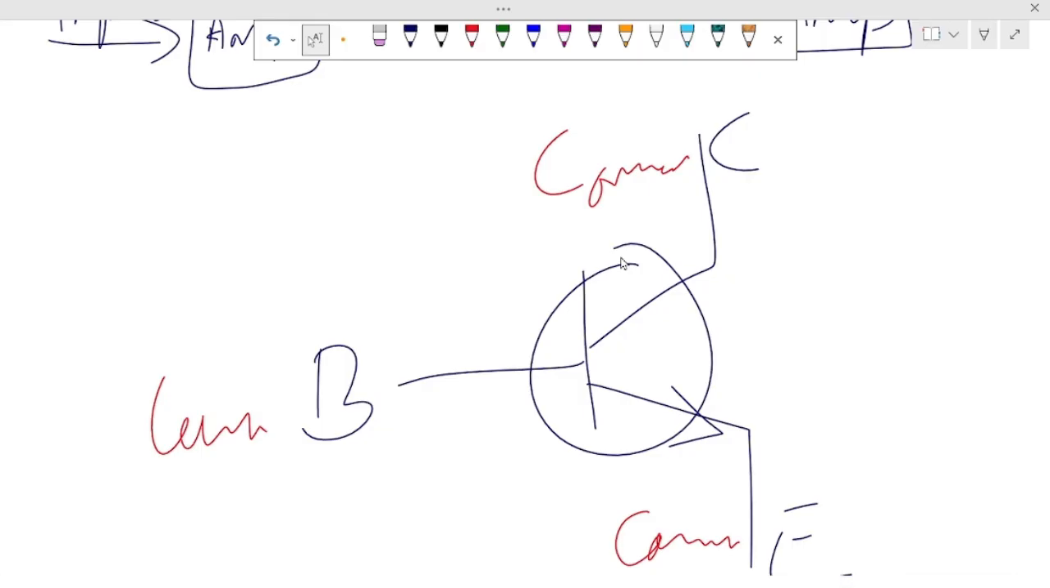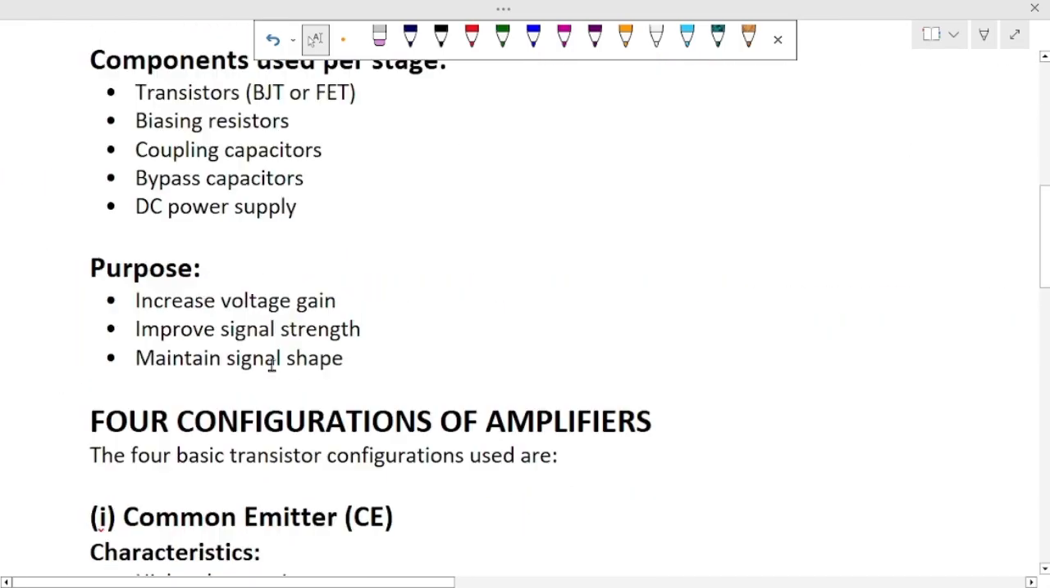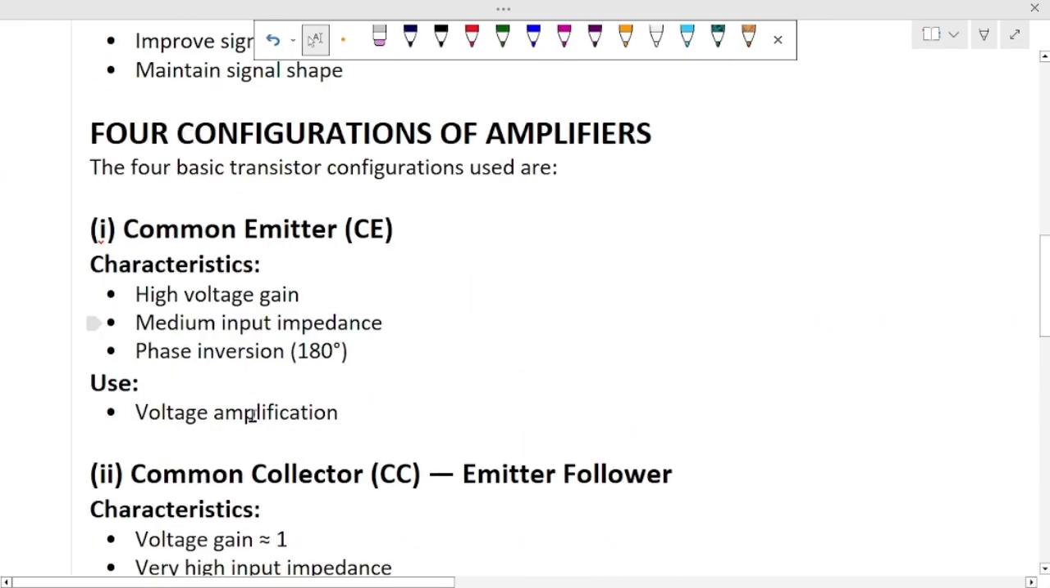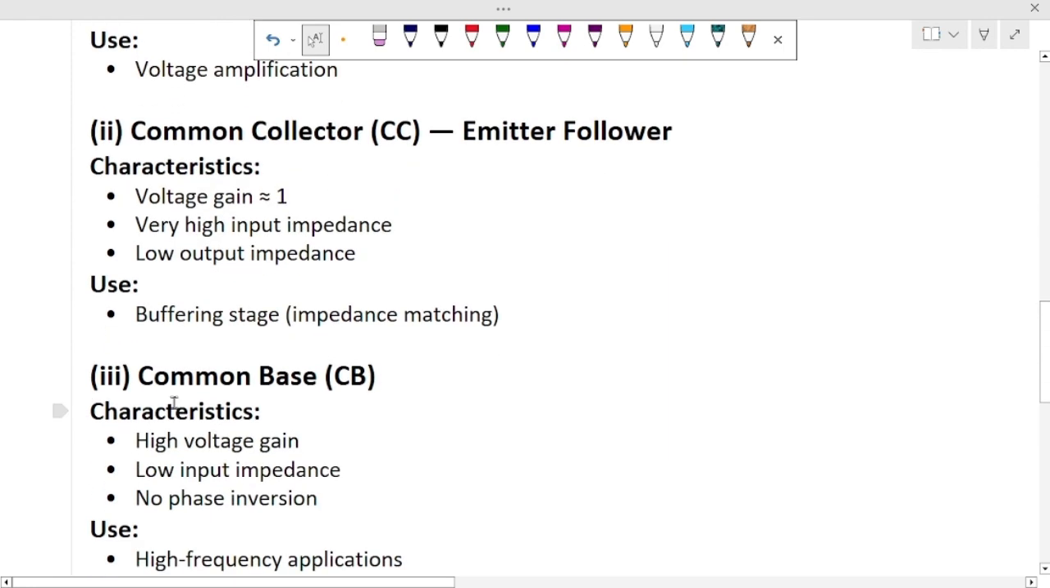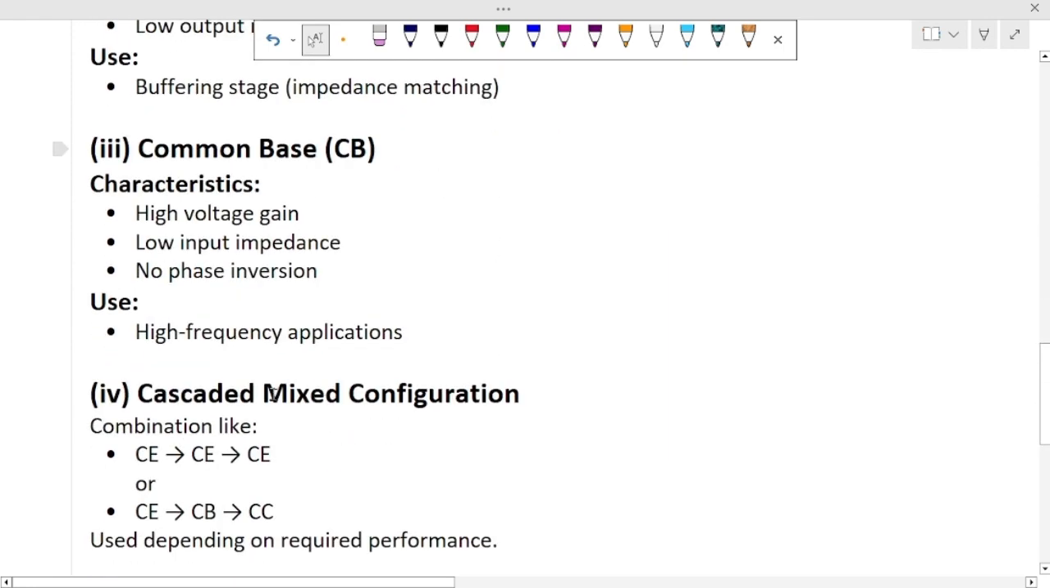There's a 4th one. So this is now common emitter, common collector, common base, and the last one in this video is cascade mix configuration, meaning we mix some of the 3 stages. Look at the 3 stages: 1, 2, 3. One of the stages will be common emitter, common emitter, common emitter, or common emitter, common base. Sorry, I think one should be like collector, should be mixed. Common collector, common emitter, common collector. You see that it's mixed now.